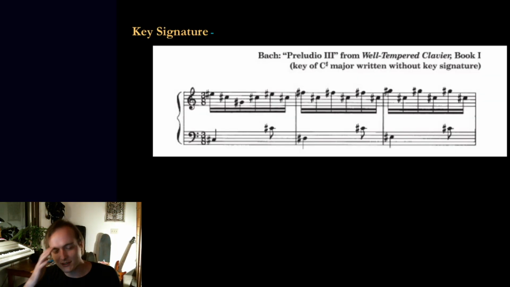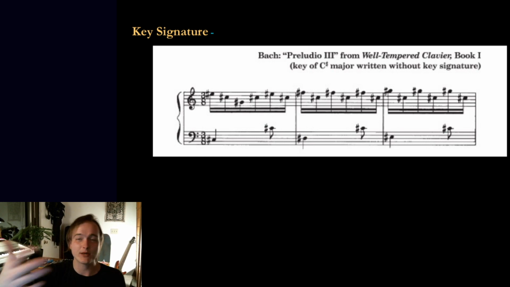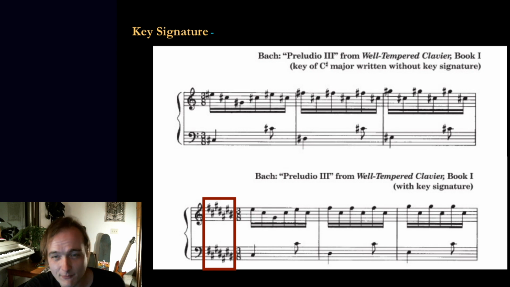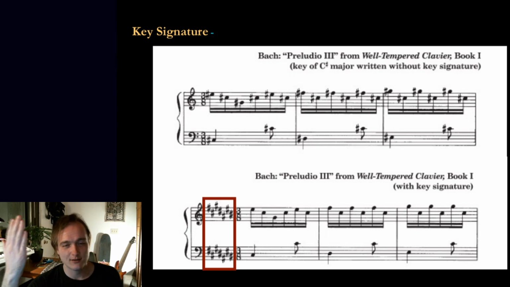Here's just another illustration of why it's so helpful to have key signatures and necessary, actually. So Bach's Prelude 3 from the Well-Tempered Clavier is in C sharp major. So you can write that without a key signature. Now notice that in C sharp major, every single note gets a sharp. So that's a huge hassle, right?